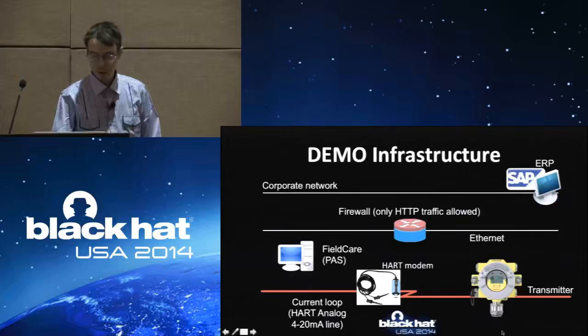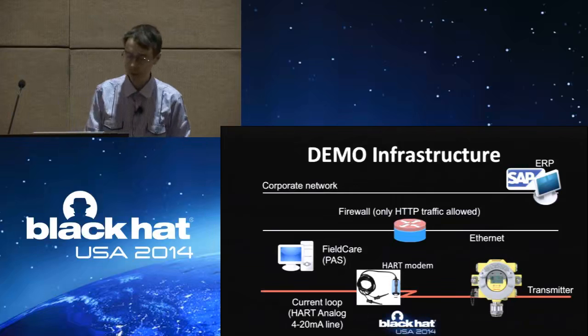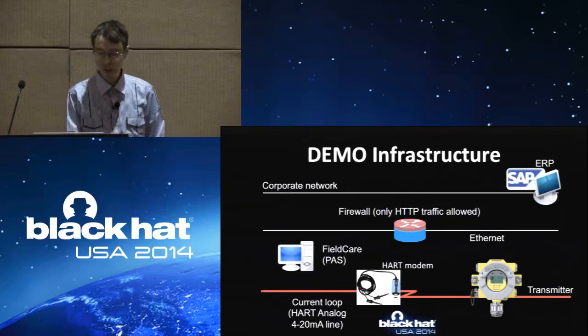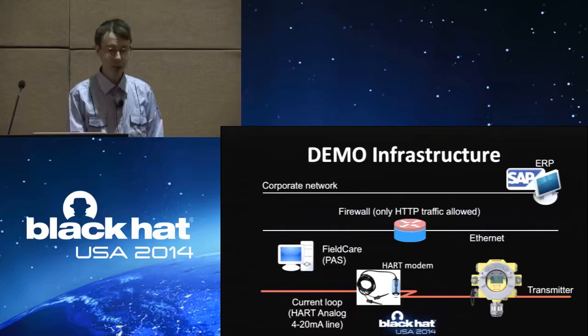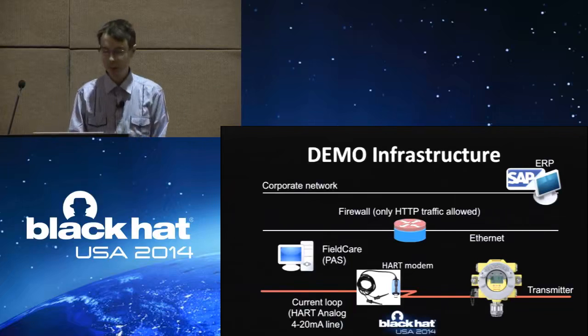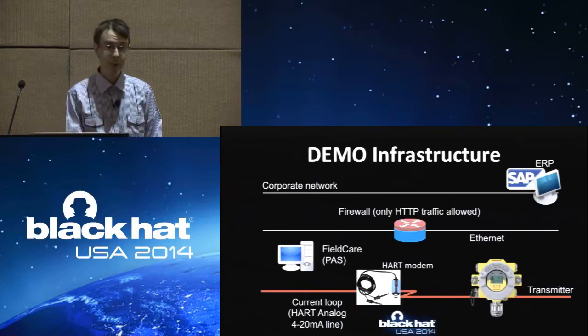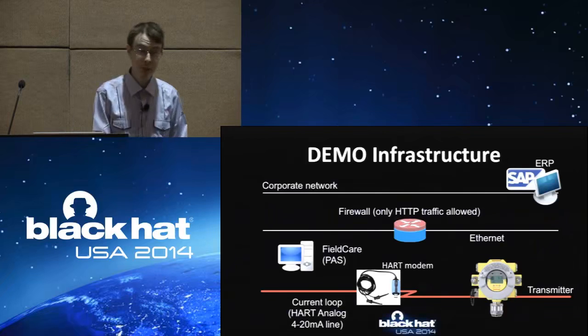Before I show you the video, I should say a few words about the demo infrastructure. Here we have a Honeywell XNX gas analyzer transmitter that is connected to plant asset management software, especially FieldCare, using a USB HART modem. PAS is getting industrial process state information from the transmitter, accumulates it, and periodically sends it to the enterprise resource planning software. In our case, it's SAP. The channel between the corporate and industrial network is divided by a firewall that allows only HTTP traffic to pass.